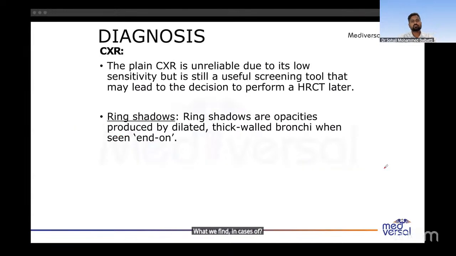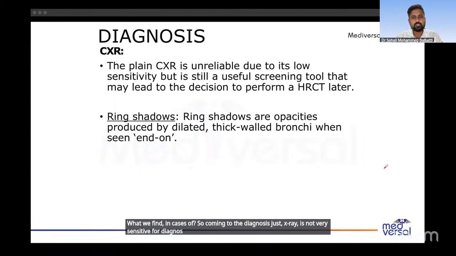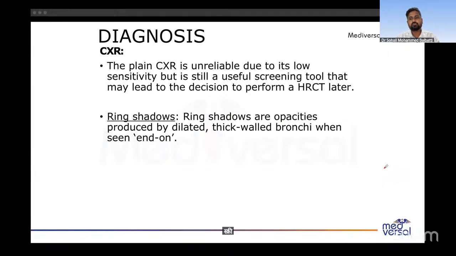So coming to the diagnosis, chest X-ray is not very sensitive for diagnosis of bronchiectasis. It is unreliable because of its low sensitivity, and it is still useful as a screening tool. What I feel is for severe diseases, and it can help you to go for HRCT immediately or later. But definitely, if you have a strong clinical suspicion and a strong history which is going in favor of bronchiectasis, definitely it is worth to go for HRCT, because early diagnosis and early treatment can help you slow down the progression. So coming to the X-ray findings, we have certain findings like ring shadows.